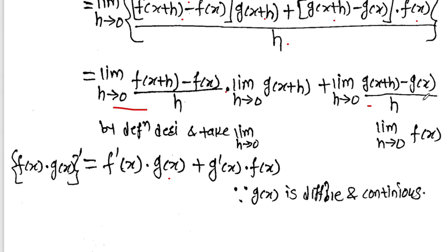Plus limit, this is the definition of g dash of x, so this can be written as g dash of x. Limit h tends to 0 makes no difference here, so f of x remains. Hence the left hand side, the derivative of f of x into g of x, equals f dash of x into g of x plus g dash of x into f of x. This is the third part of this theorem. So this is the complete proof of the theorem on differentiation.